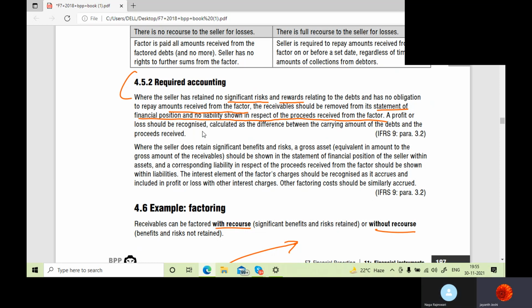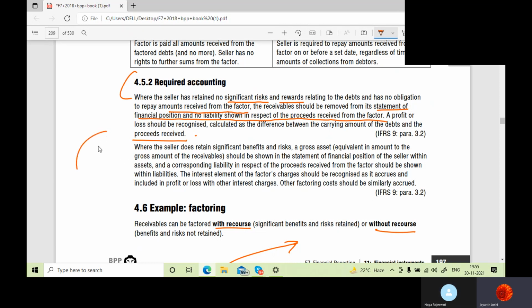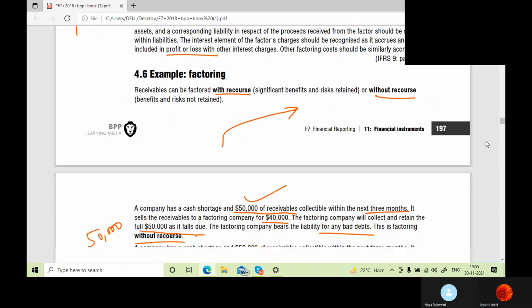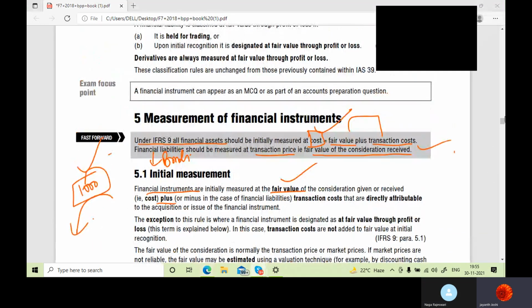A profit or loss should be recognized, calculated as the difference between the carrying amount of the debts and the proceeds received. That means if you sold the debts of 50,000 for 40,000, as in the previous question. Where the seller does retain significant risk, a gross asset should be shown in the statement of financial position. That means if they are bearing the risk, they will show it. If they are not bearing, they won't show it, because the factor is taking care. And if they are paying any charges, they should show it in the P&L as factoring cost. That's it. Done with this chapter, Rajeshwari.